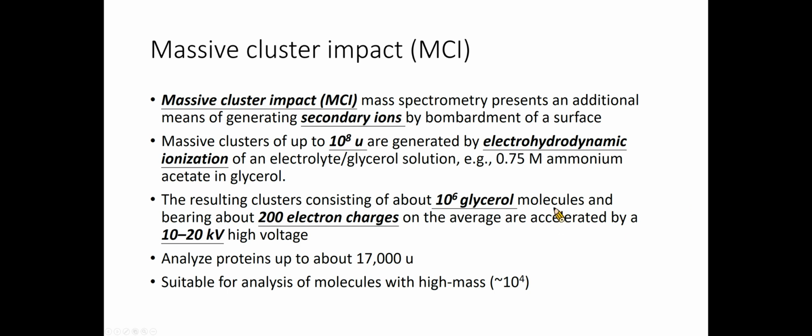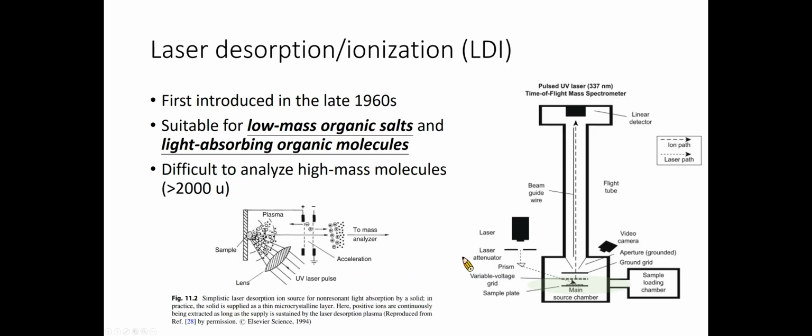Massive cluster impact is suitable for analysis of molecules with high mass, and can analyze proteins up to 17,000 U. Laser desorption ionization was first introduced in the late 1960s, which is suitable for low mass organic salts and light-absorbing organic molecules, but difficult for analyzing high mass molecules like those over 2000 U.